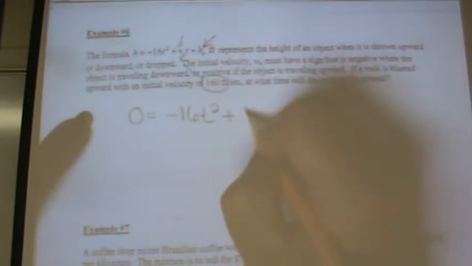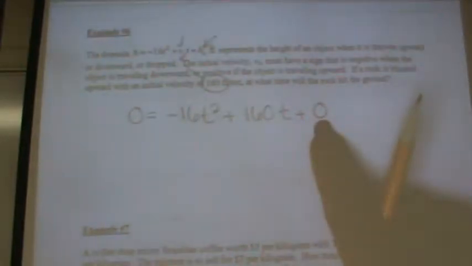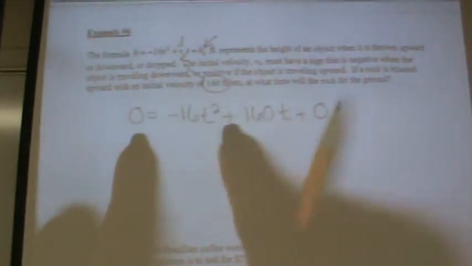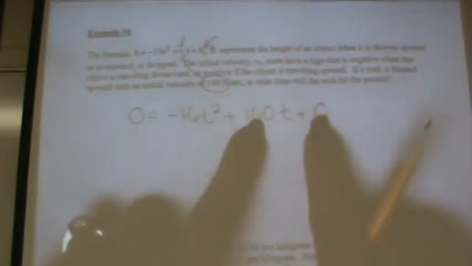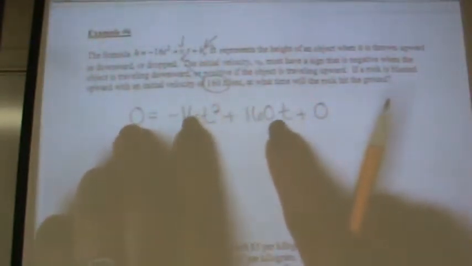A rocket is blasted upward at a velocity of 160 feet per second. At what time will the rocket hit the ground? So this is the ground. This is what you have now. You're going to substitute 0 in for h, and the velocity is 160. The object is on the ground, so this is where the object is, and this is when it's going to hit the ground. You're going to play around with these three variables. Everything else stays the same.